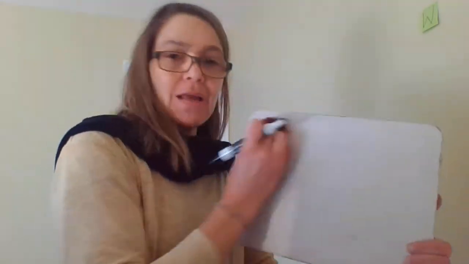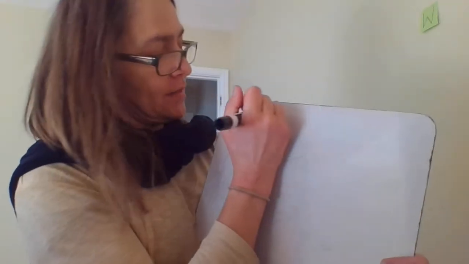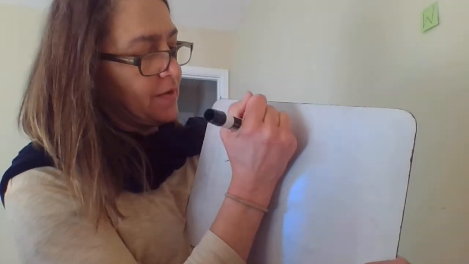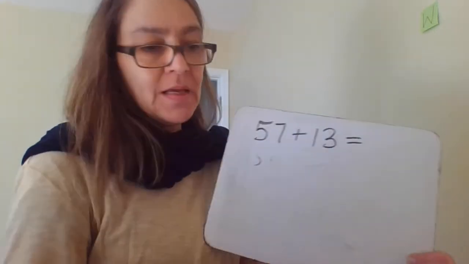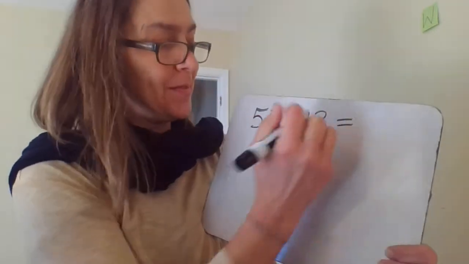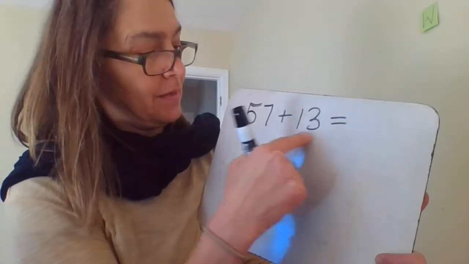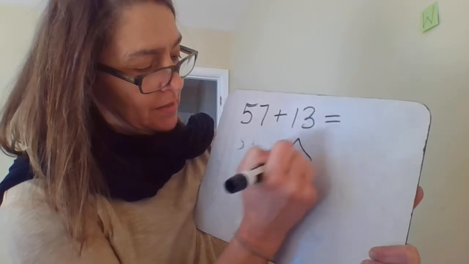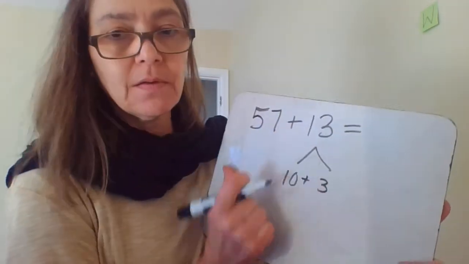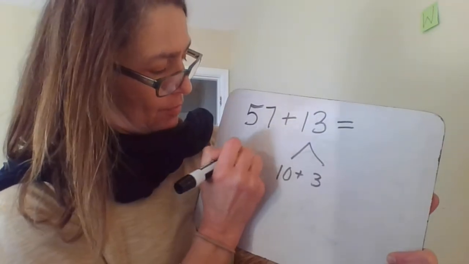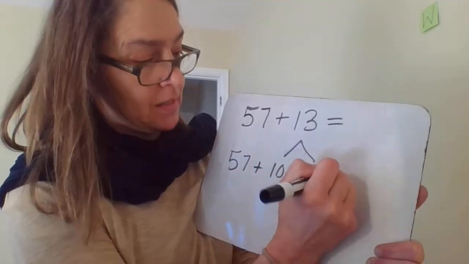So let's do the guided practice together. In the guided practice, they're asking you to add 57 plus 13. And remember, we're breaking apart the second addend. This is the second addend. And we're going to break it apart into its tens and its ones. So 10 plus 3 equals 13. And then we bring down the first addend, 57, plus 10 plus 3.